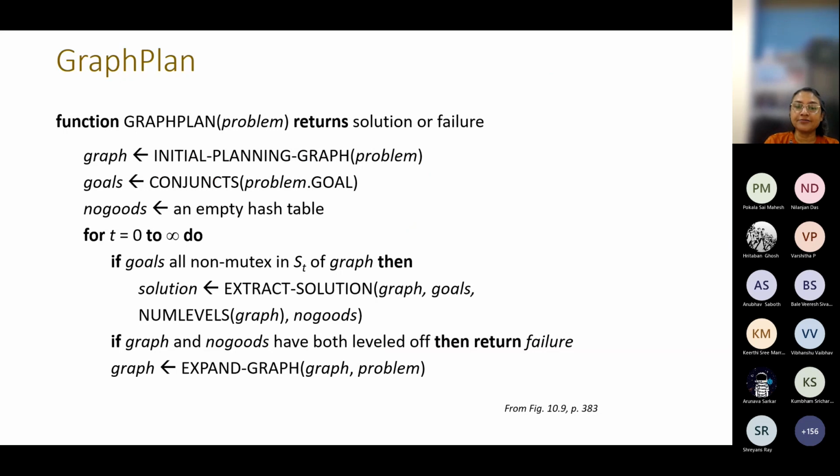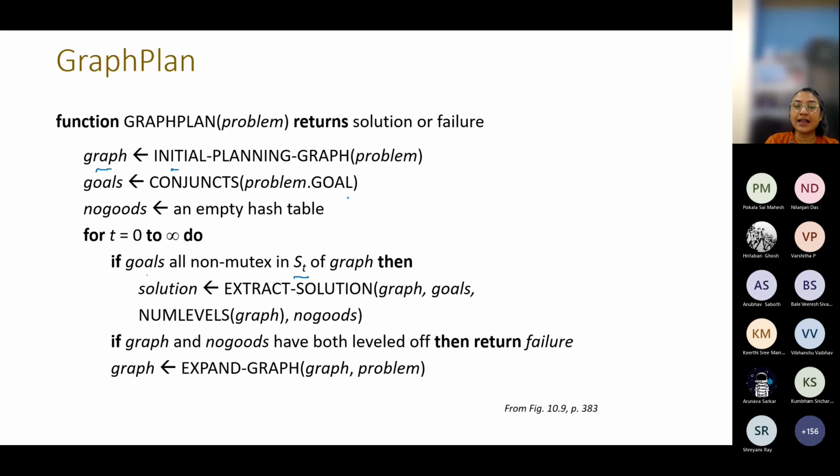Now this is the algorithm for GraphPlan. So you construct the initial planning graph and then your goals are the conjuncts. The nogood table is initially empty, and then layer-wise you expand the graph, and if there is a layer where the goals are present and they are non-mutex, then you try to extract a solution from the graph.